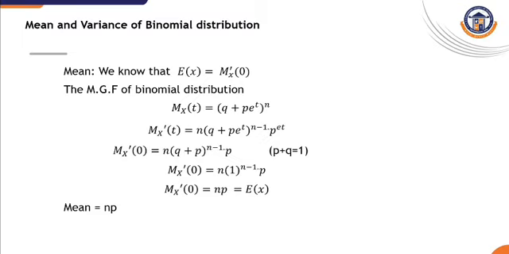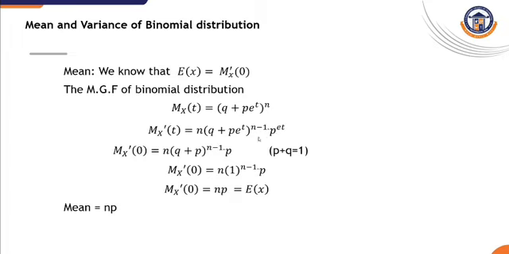The moment generating function we already know: M_X of t equals (q plus p e power t) on whole power n. So now we take the first derivative with respect to t and determine it at the origin. Therefore, taking the derivative with respect to t, this value is n into (q plus p e power t) on whole power n minus 1 into p e power t. At the origin, we replace t with 0: n into (q plus p, anything power 0 is 1) power n minus 1, p e power 0 is p.